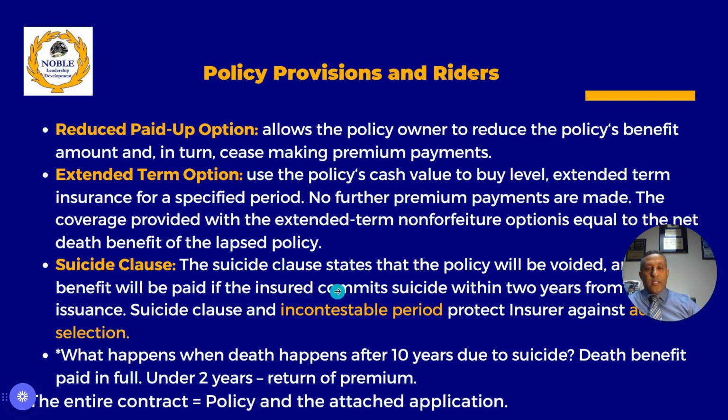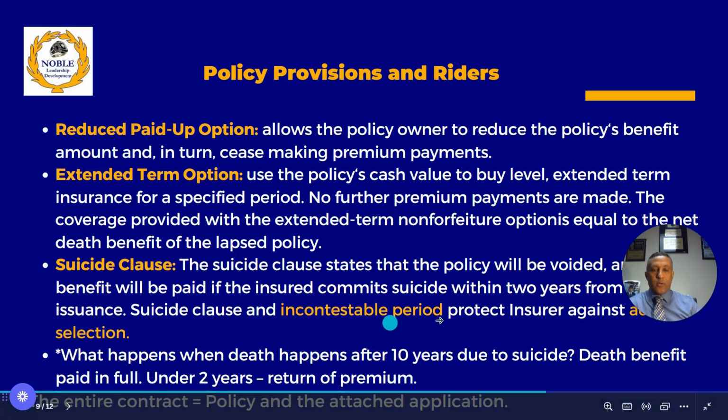The suicide clause states that if someone commits suicide after having life insurance, there is only a return of premium if that suicide happened within 2 years. So the 2 years incontestable period applies for suicide. The suicide clause is 2 years. If suicide happens within the 2 years, there is no benefit payment, only a return of premium. But if suicide happened after 2 years, it will pay a full death benefit.